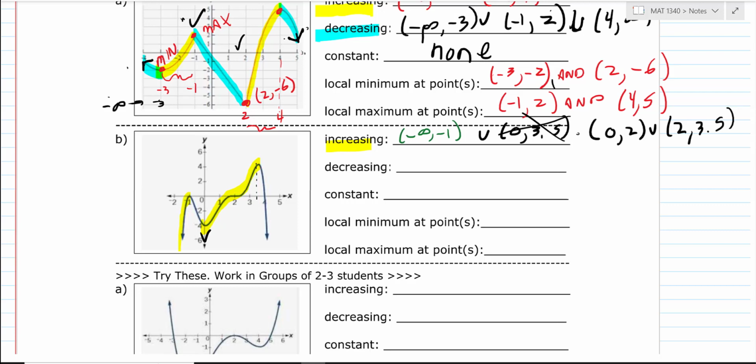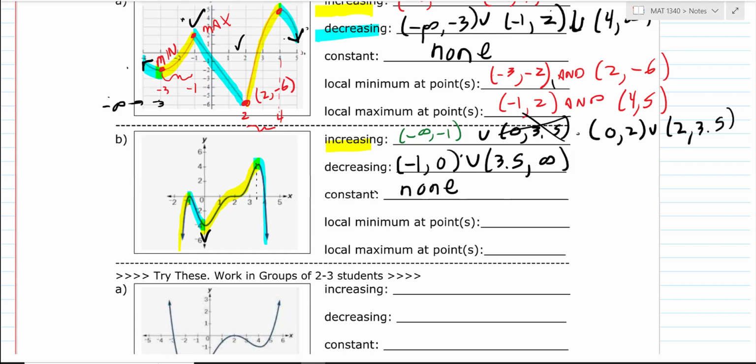Decreasing, okay? I think that's pretty solid on decreasing. So it looks like we're going to have -1 to 0, and then the other one will be 3.5 to infinity. When it comes to constant, I'm going to say none. It doesn't look like there's an interval where it remains constant. It looks like maybe at x equals 2, it just levels off for that one instant.